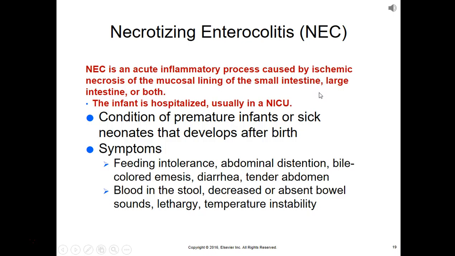Symptoms include feeding intolerance, abdominal distension, bile-colored emesis, which is vomiting, diarrhea, and a tender abdomen. You're also expected to see blood in the stool, decreased or absent bowel sounds, lethargy, and inability to maintain a steady temperature.